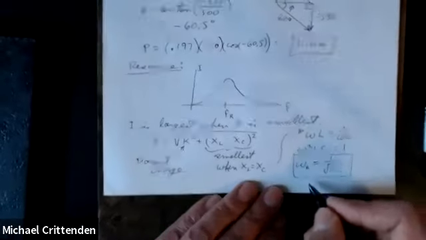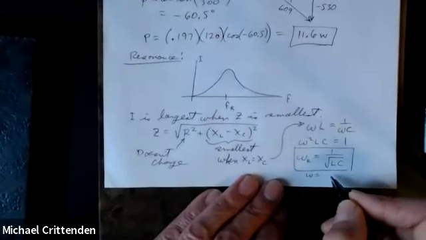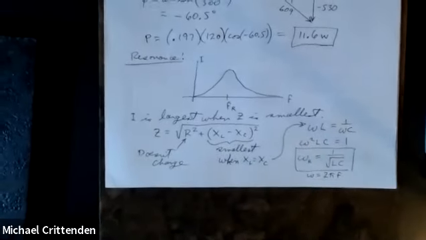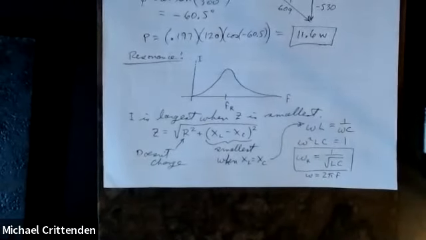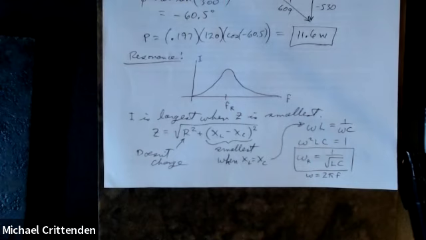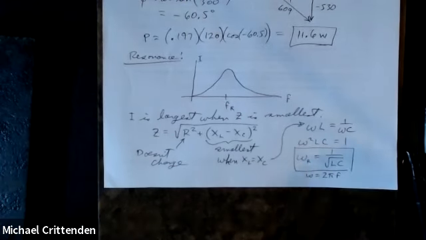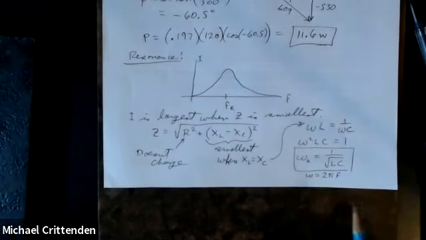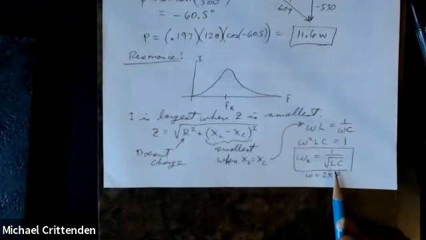where maybe I should remind you one more time, omega is 2 pi f. Now, if you think back to, I think it was section 11, the last topic in section 11, if you have an LC circuit, this is the natural frequency that it vibrates with.